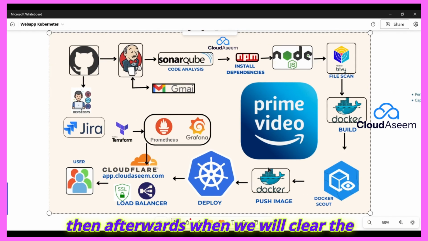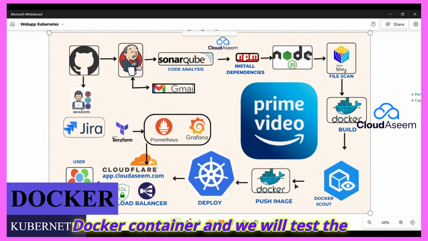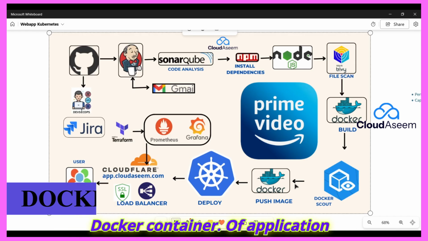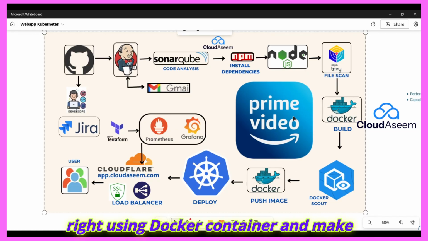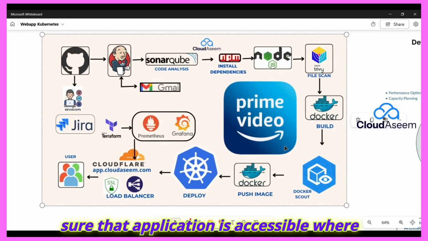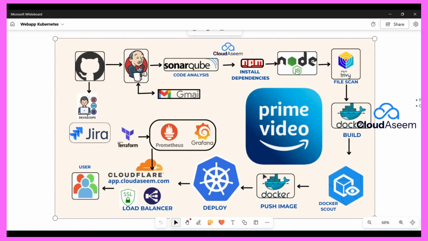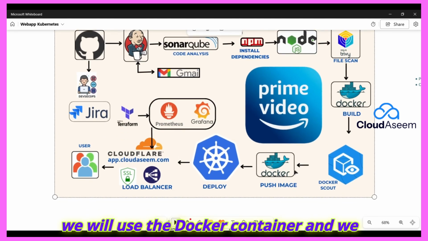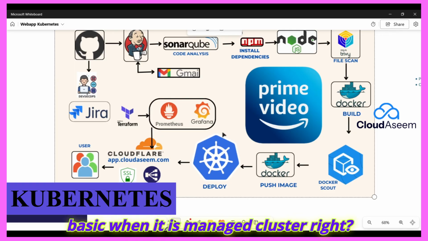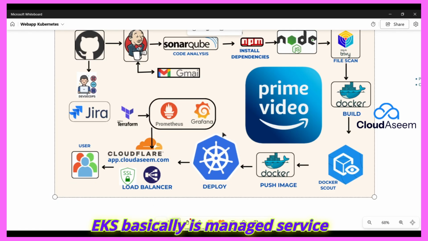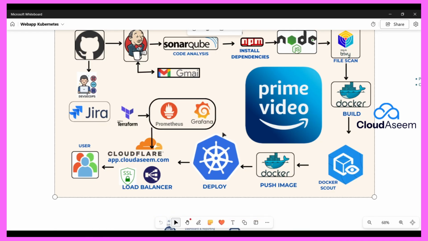Then afterwards, we will create the Docker container and test the application using the Docker container, and make sure that the application is accessible via the Docker container. Then we will use the Docker image and deploy into an EKS cluster, that is a basic Kubernetes managed cluster. EKS basically is a managed service from AWS.